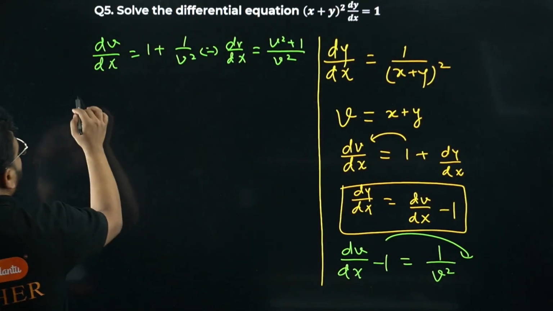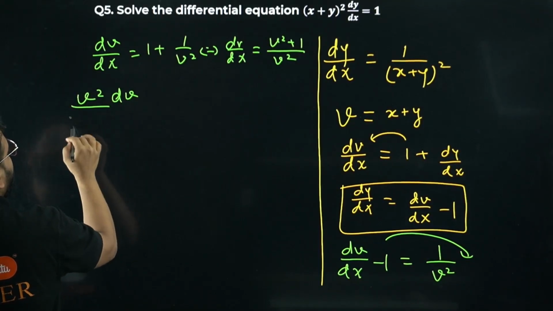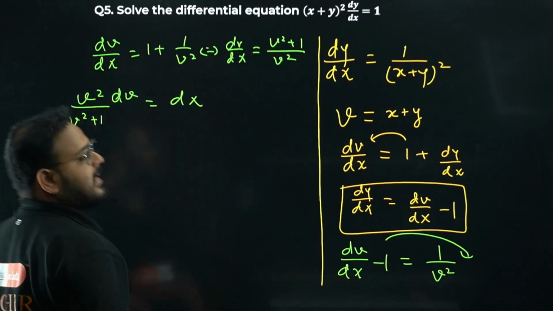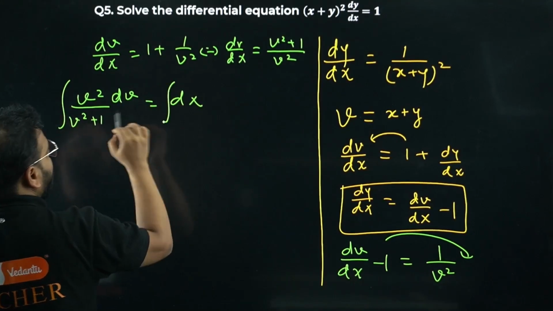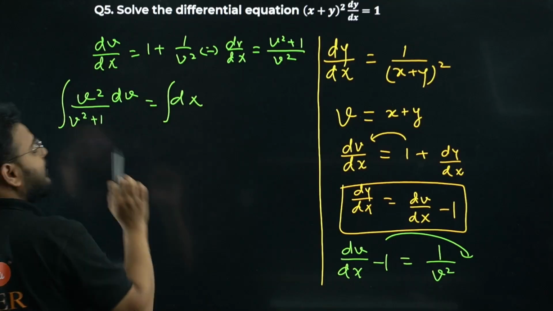So what we'll have is v square times dv upon v square plus 1. This side will have simply dx. So dv and dx have to be in the numerator to make the integration possible. Integrate now. This is simply x, not a problem over there. What about this, sir? I cannot integrate right now, but I can make this change.